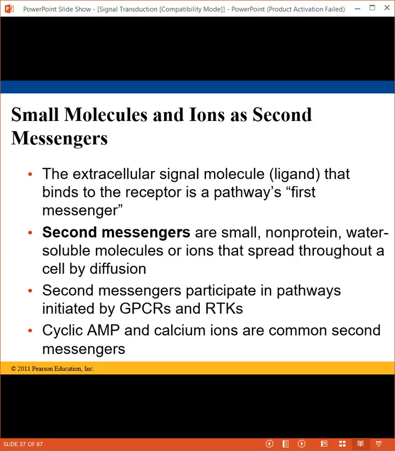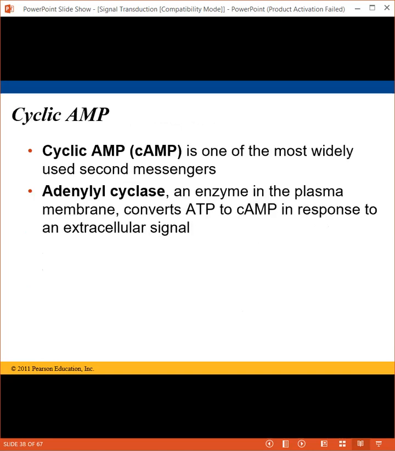Second messengers participate in pathways which are initiated by receptors like GPCRs and receptor tyrosine kinase. The notable examples are cyclic AMP and calcium ions. So we will look at two examples of second messengers. One is cyclic AMP, in short called cAMP. It is the most widely used second messenger, and the enzyme which is responsible for production of cAMP from the ATP molecule is known as adenylyl cyclase.